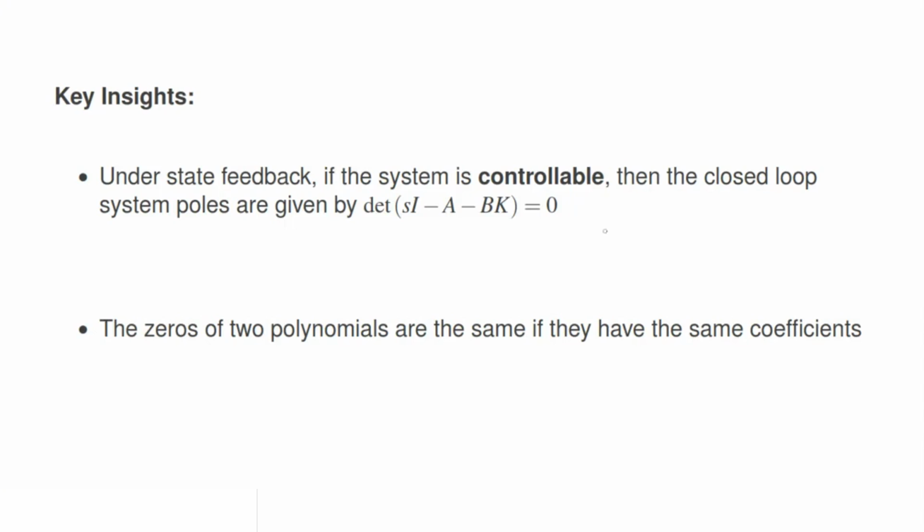In order to actually be able to perform pole placement, we need the following 2 key insights. The first is that if the state space model of the open loop system is controllable, then under the state feedback control law that we've been considering, the closed-loop system poles are given by the solutions to this equation. This is useful because this term involving the determinant is just a polynomial. And so this means that the closed-loop system poles are given by the zeros of a particular polynomial. Even more importantly, the coefficients of this polynomial depend on both the matrices A and B, but also the state feedback matrix K, which we're free to choose.